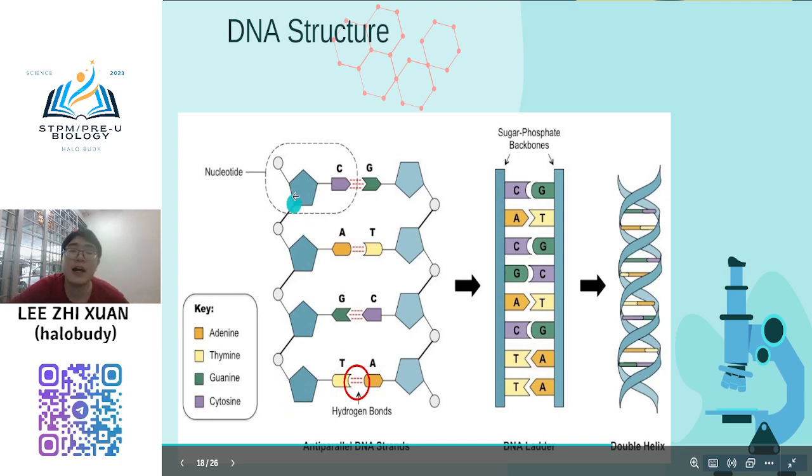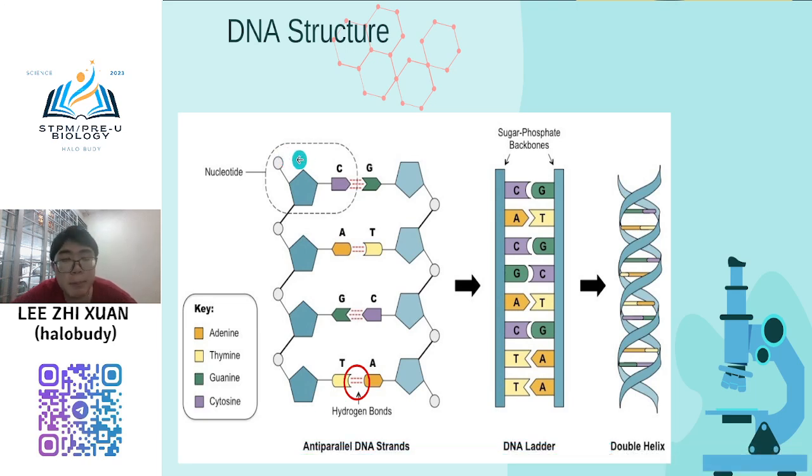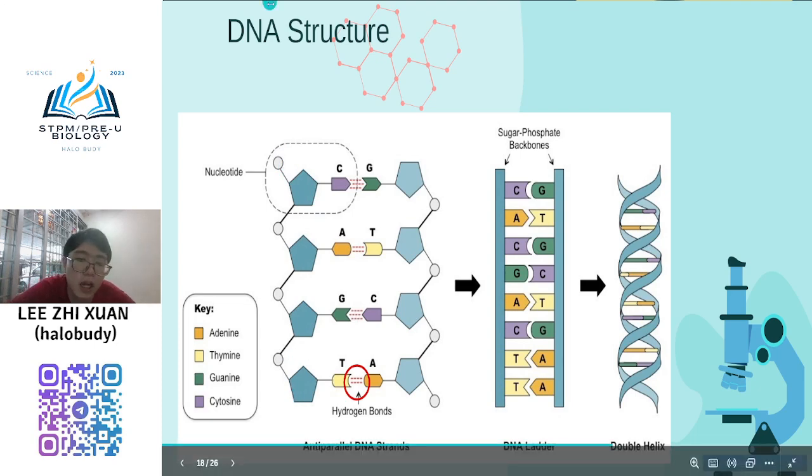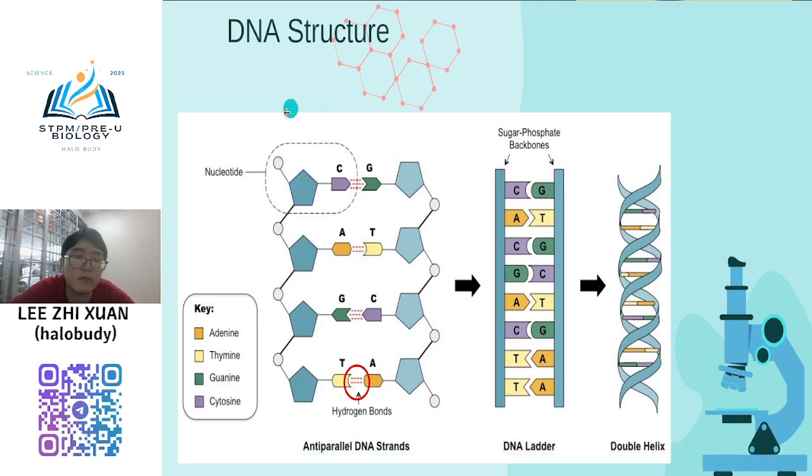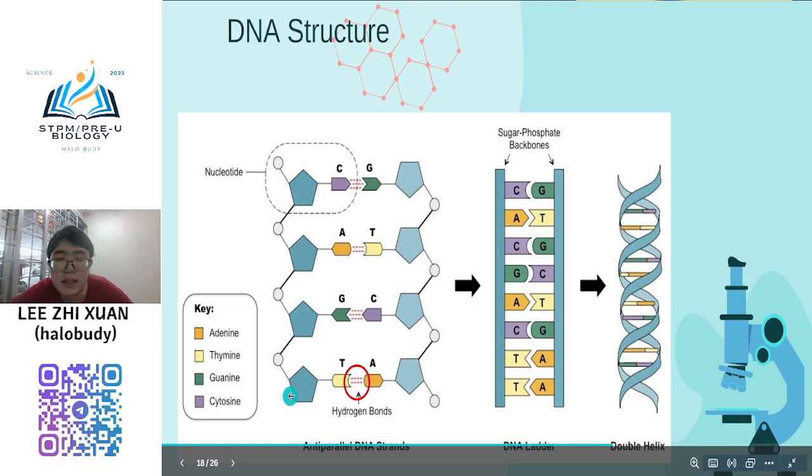Because the phosphodiester bond is formed between carbon number 3 and the phosphate group that is located at carbon number 5, right? So when we talk about the direction of the DNA, we use the 5' end, meaning that the DNA is ending at carbon number 5. If 3' at the bottom, it means that it is ending at carbon number 3.